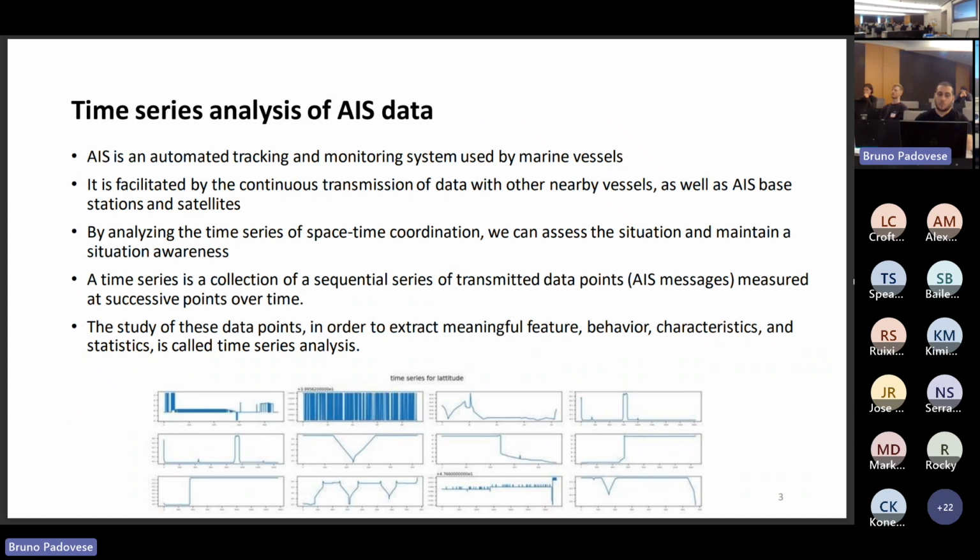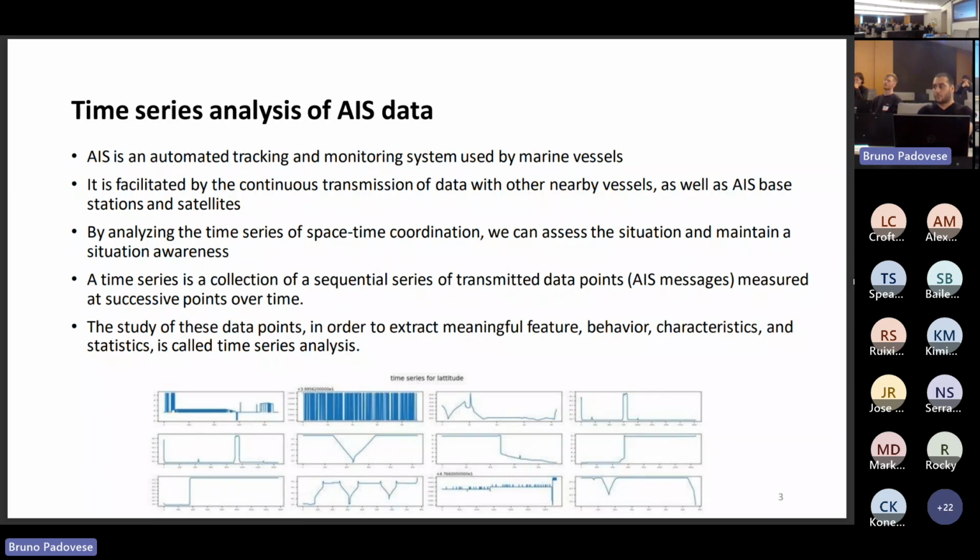In order to identify the anomalous points, you need to do time series analysis on the AIS dataset. By the end of this workshop, all of you should know that AIS is an automated tracking and monitoring system. It's facilitated by continuous transmission between nearby vessels as well as the AIS base stations and satellite. When we talk about time series of the AIS dataset, we mean the sequential data that comes from the AIS messages that are sent between different vessels.